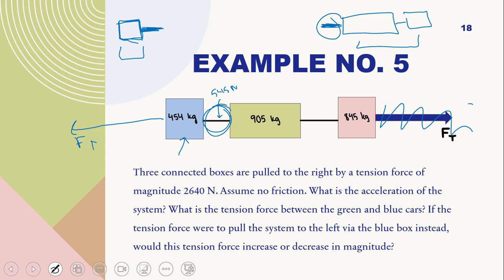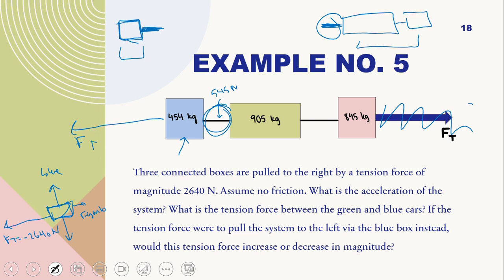Okay, so here's the blue box's FBD. We got, oh my god, that's such a horrible box. We got weight and normal force over here. Okay, and then we're going to draw FT. And I'm going to label FT as negative because we're pulling it in the opposite direction now. Okay, and then on this side, we have the force of green on blue.